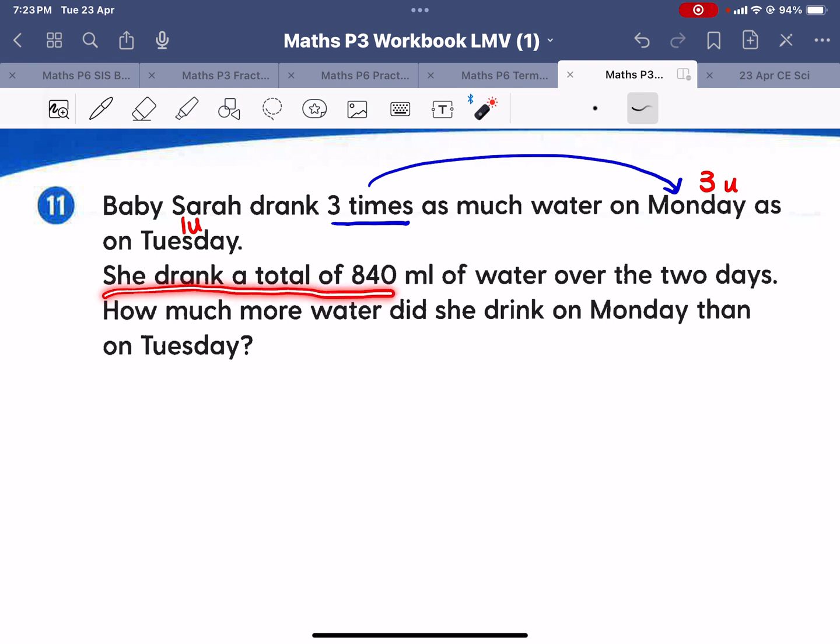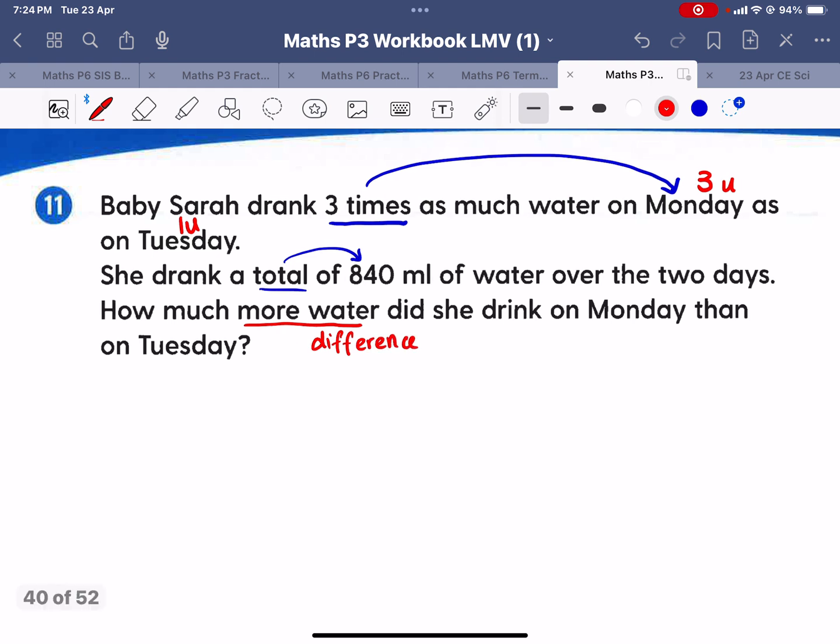She drank a total of 840 milliliters of water in these 2 days. So this is the total that we were told, and the total is 840 ml. Now the question is asking how much more water. So over here, let's put a little note to remind ourselves that we are interested to find the difference. Anything to do with more than, less than, we are interested in the difference.